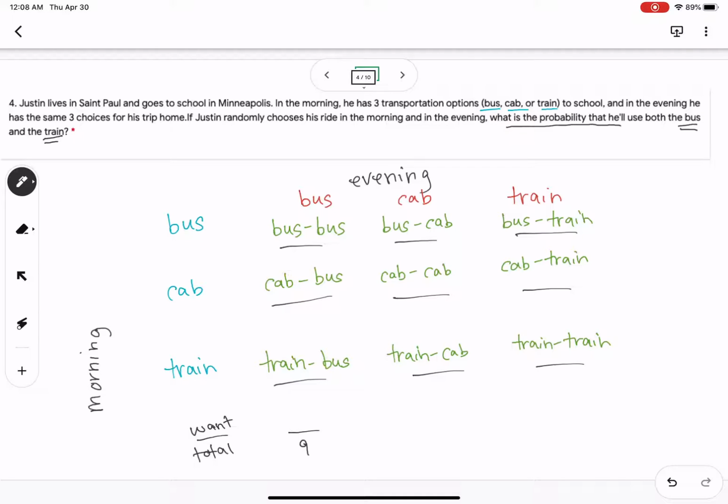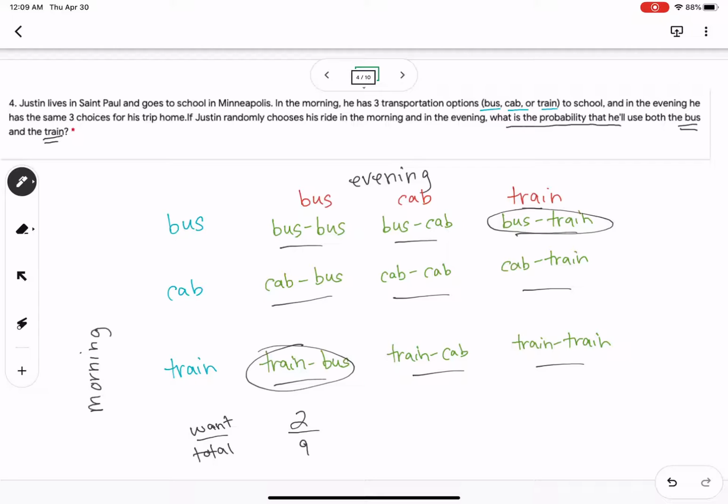So it could be train in the morning and bus in the evening, or bus in the morning and train in the evening. So we just got to find which of these options have both train and bus. So here's bus and train. Here's train and bus. So that's 2 out of that 9. So our want here is 2. So 2 over 9 would be our probability. Okay.